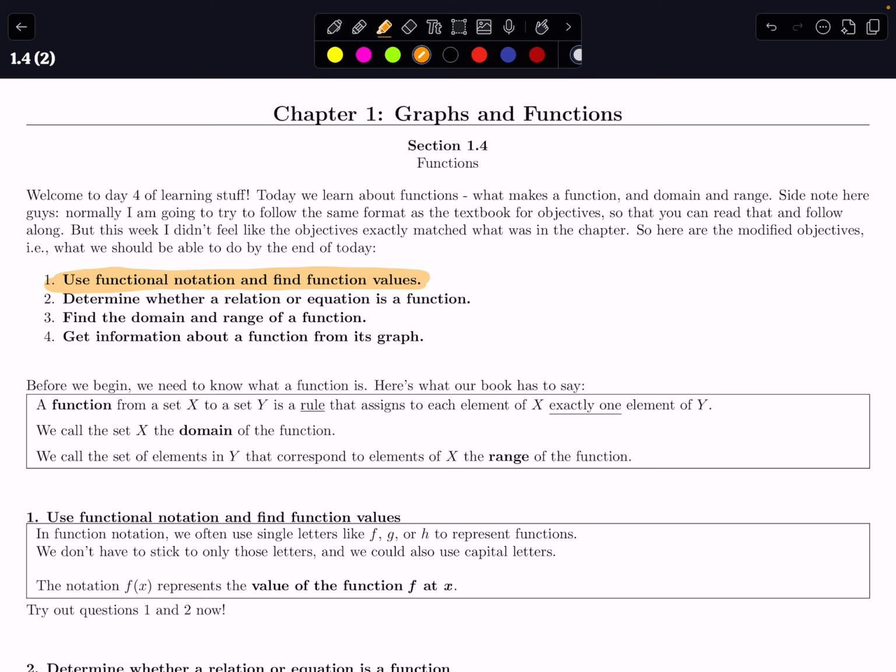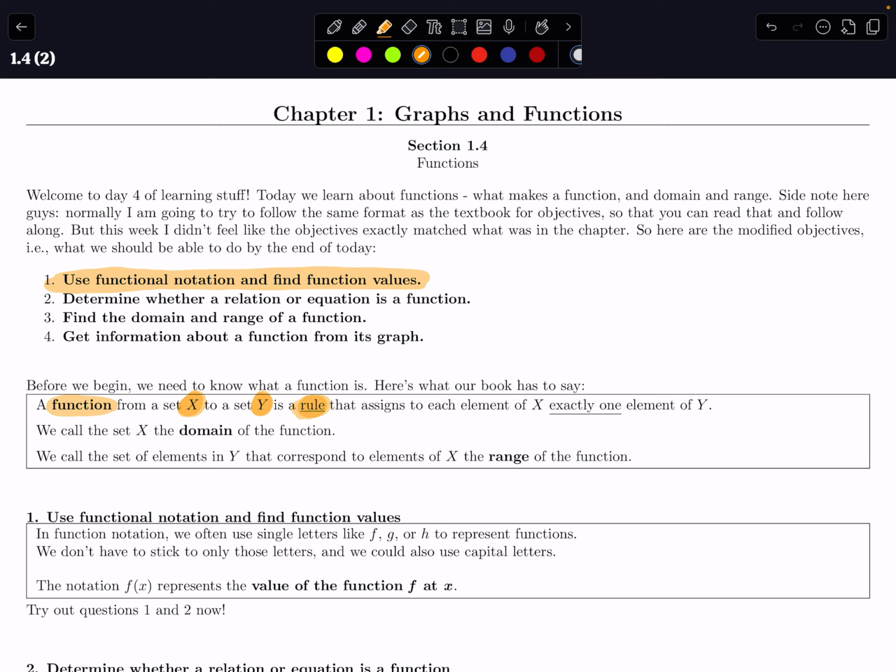Okay, so before we begin, we need to know what a function is. And here's what the book says. It says a function from a set X. So set, by the way, is just a collection of stuff. And in this case, we're talking about a collection of numbers. So we've got a collection of numbers, big letter X to represent, we've got a bunch of little numbers that go inside of that set, right? Function from a set X to a set Y.